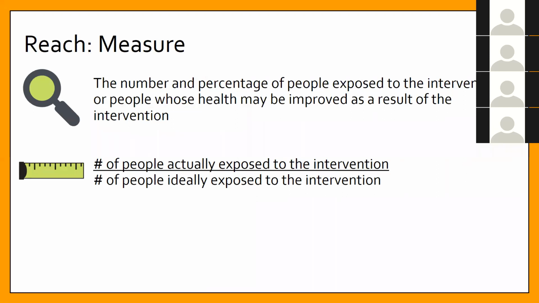First, answering the question, how many people would ideally be exposed to the intervention, is the denominator in the reach calculation. And then answering the question, how many people are actually exposed, is the numerator. So the percentage of the target population that is actually exposed to the intervention also measures reach.